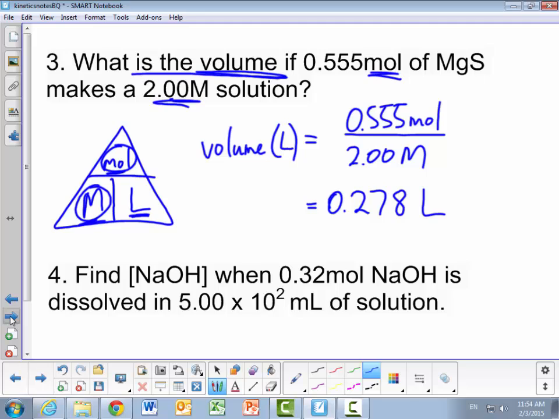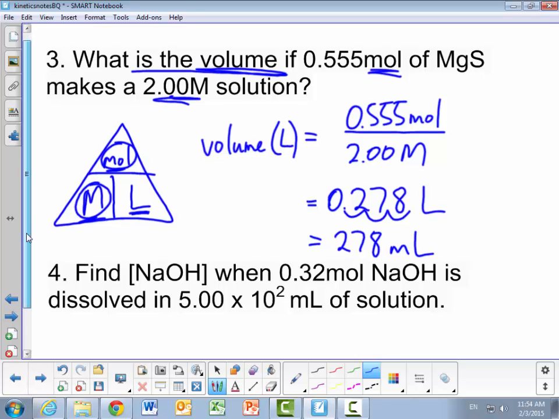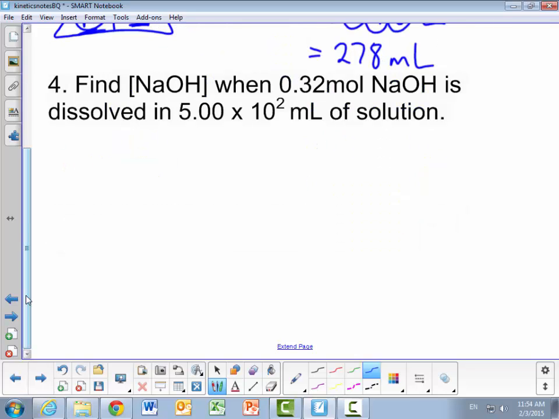Now if I wanted to change that to milliliters, I don't have to, but if I wanted to, it's 3 jumps to the right. So it would be 278 milliliters. So not quite a can of soda, it'd be a little smaller than a can of soda. And you might want to pause and try number 4 on your own first.